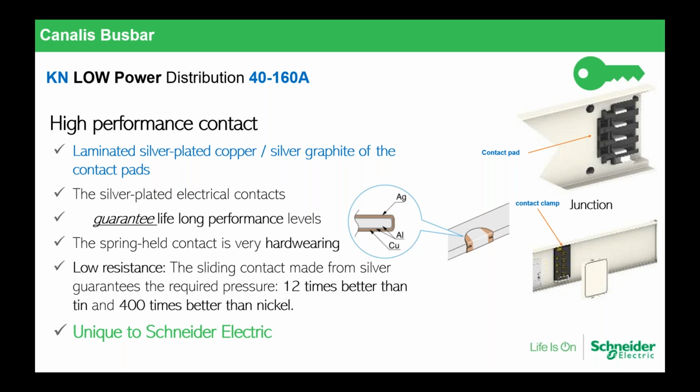So it's not aluminium, because we know that aluminium during the time will friction and will wear. But we have this patent with laminated silver-plated copper contact, silver graphite of the contact pads. So this means that it's very hard wearing. It guarantees lifelong performance level, and also low resistance. The sliding contact made from silver guarantees the required pressure, so 12 times better than tin or 400 times better than nickel. So it's a main advantage that we have in the market against aluminium bus bars.